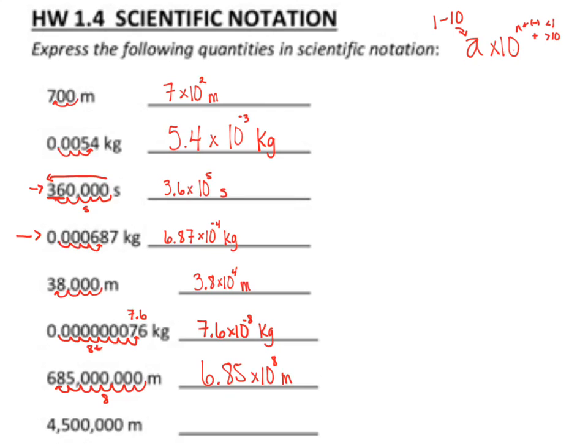Last problem, we have 4,500,000. So here I go 1, 2, 3, 4, 5, 6 places. My number becomes 4.5. So it's 4.5 times 10 to the power of 6, and my unit is meters.